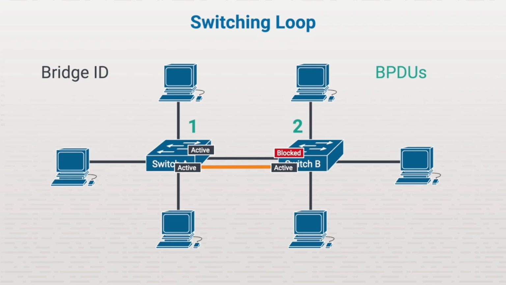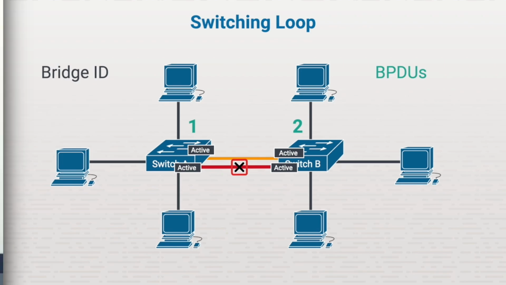If the bottom link goes down sometime, this top link is still active. It's still physically connected to the two switches. STP would realize that there's no longer an active connection between the switches and unblock this port so that the top connection becomes active again.